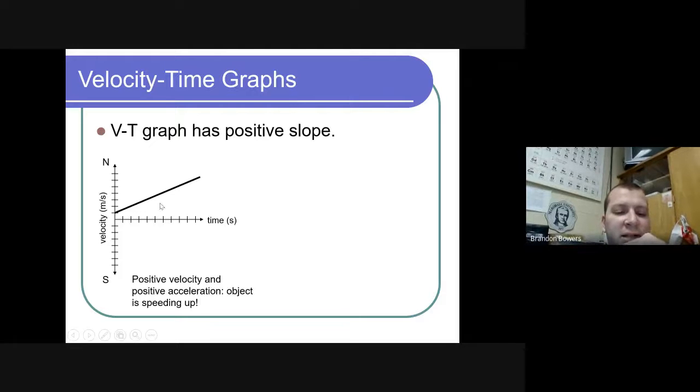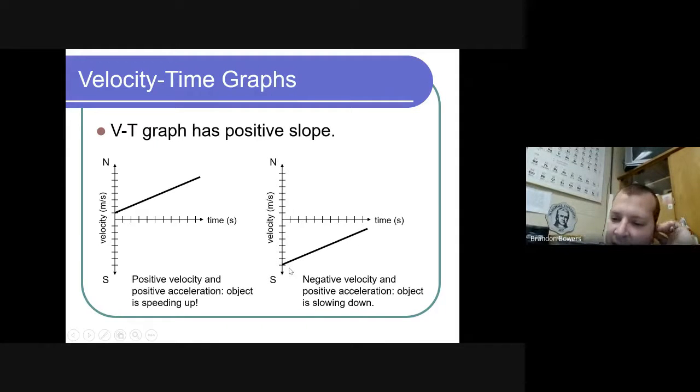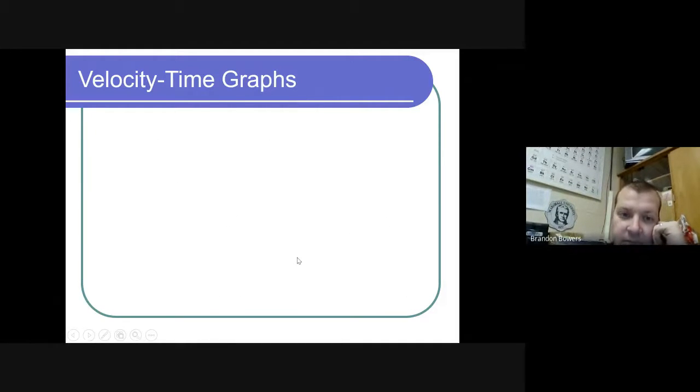Positive velocity and our acceleration is going up, which means positive acceleration. So if they're both positive, it's speeding up. Here, my velocity starts in the negative, so I have a negative velocity, but my line's still going up. So that means positive acceleration. So I have a negative and a positive, which means it's actually slowing down.